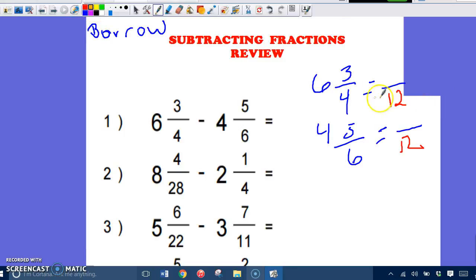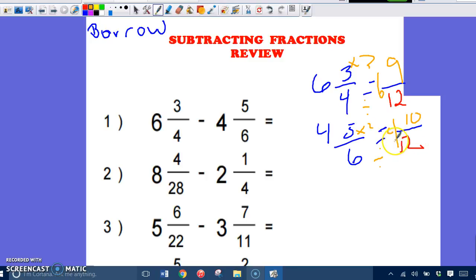Okay. So now we divide just like we did in the adding fraction review. 4 goes into 12 3 times. 3 times 3 is 9. Bring that 6 over. 6 goes into 12 2 times. 5 times 2 is 10. Bringing that 4 over. So 6 and 9 over 12 and 4 and 10 over 12.